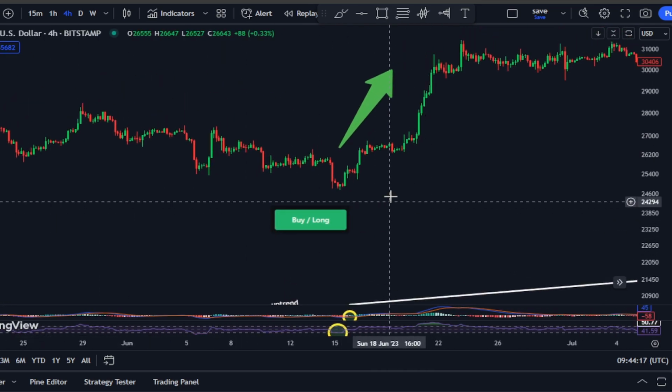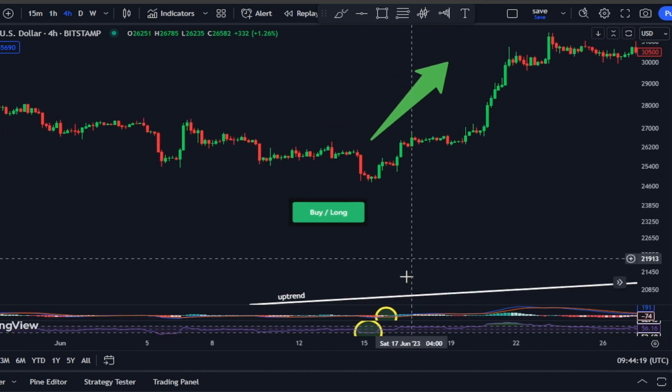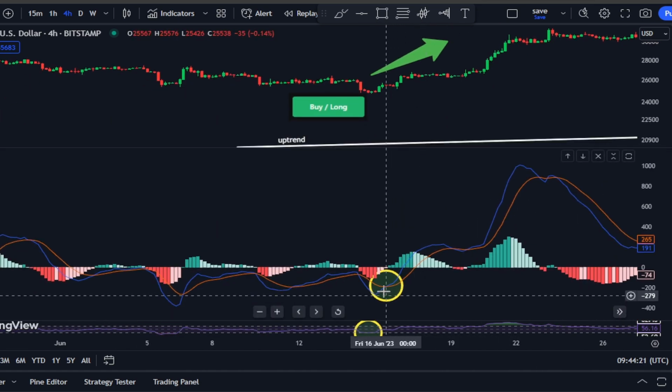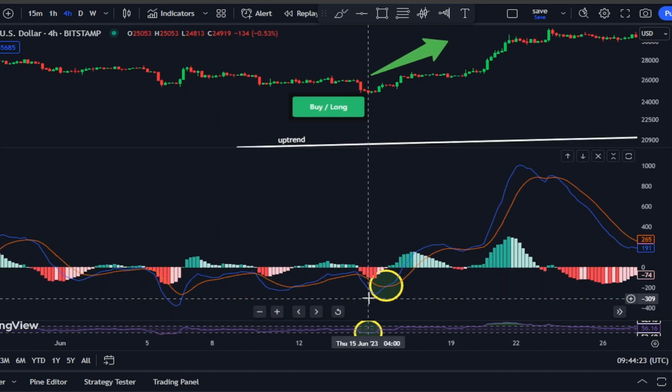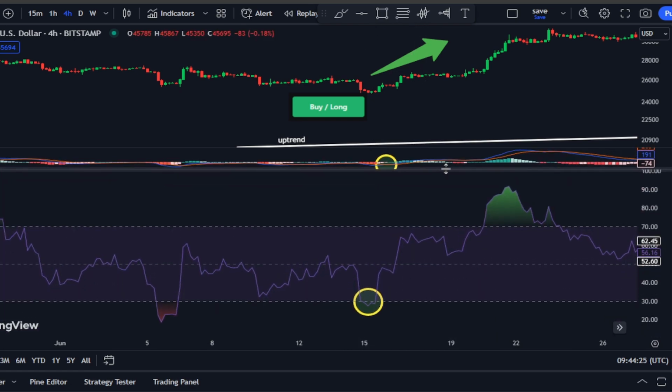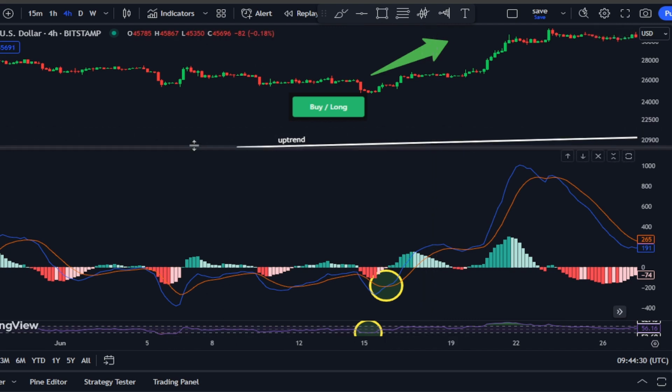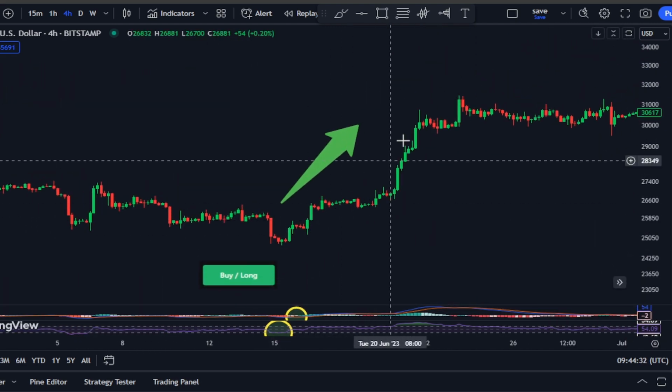Another final example is right here. You guys can clearly see the MACD have a bullish cross where the blue line went over the red line. And for the RSI, we have traded at oversold levels. Therefore, we enter into a long position and profit on the way up.